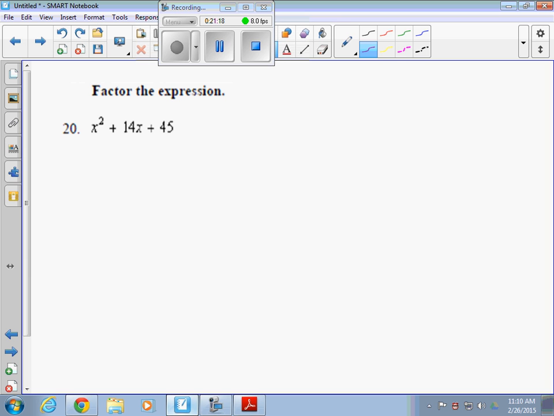Number 20, all you're doing is factoring this one. So x times x gives you x squared. Your factors of 45 that are going to get you to the number 14 are 9 and 5. So use 9 and 5. This says same sign, both positive, plus 9 plus 5.